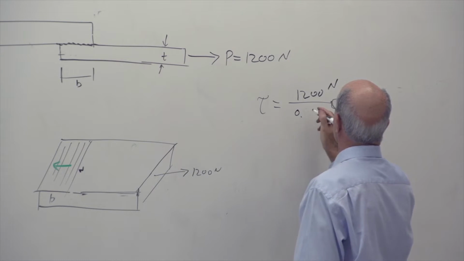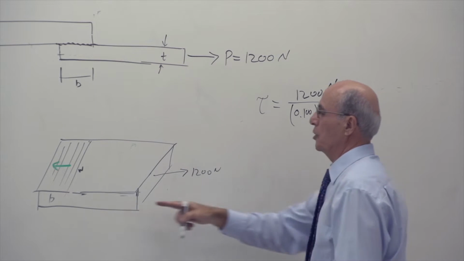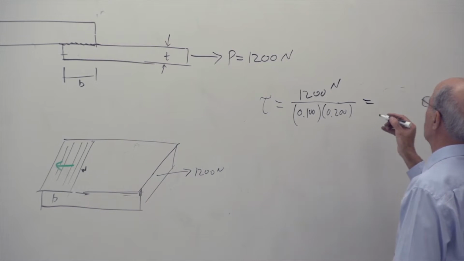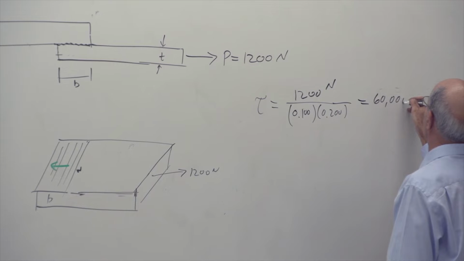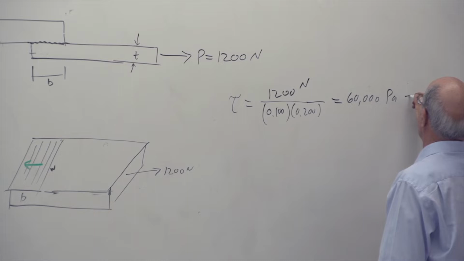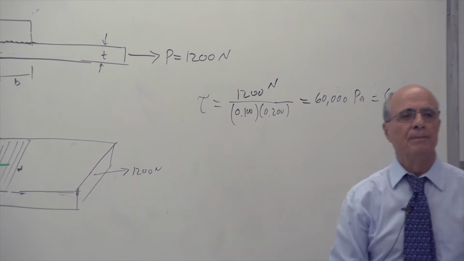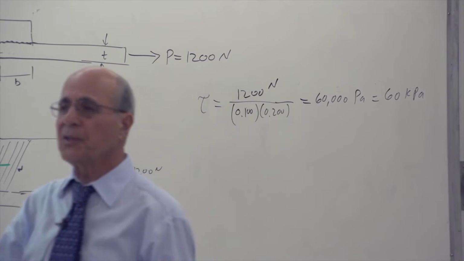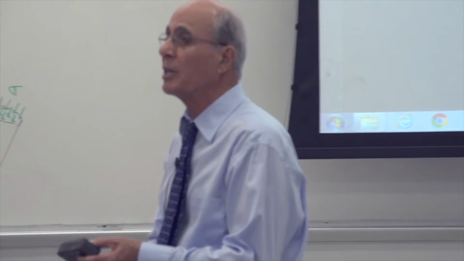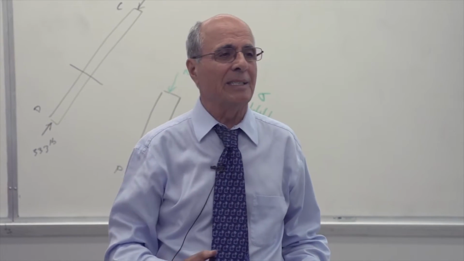0.100. We do it in meter because we need Newton meter. And then 0.200 because this was 100 millimeter by 200 millimeter. So you just subtract, this becomes 60,000 Newton per meter square, which is Pascal, which, as I said earlier, we show as 60 kilopascal. So the shear stress in this glue must reach this maximum. If I have a glue that doesn't reach that level, which is usually the case, I cannot glue this together, but we'll discuss that in a minute.